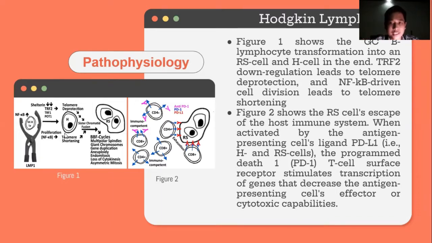NF-kappa B-driven mitosis leads to telomere shortening, resulting in telomere deprotection, and the cells become prone to undergo sister chromatid fusion, resulting in the production of Hodgkin cells and Reed-Sternberg cells. The second mechanism is Hodgkin immune system evasion. In the second feature, Hodgkin and Reed-Sternberg cells express a high number of programmed L1 and programmed L2 molecules, and they are suppressed, thereby paralyzing normal CD8 cytotoxicity and CD4 cytokine secretion. So tumor cells survive and develop progressively.